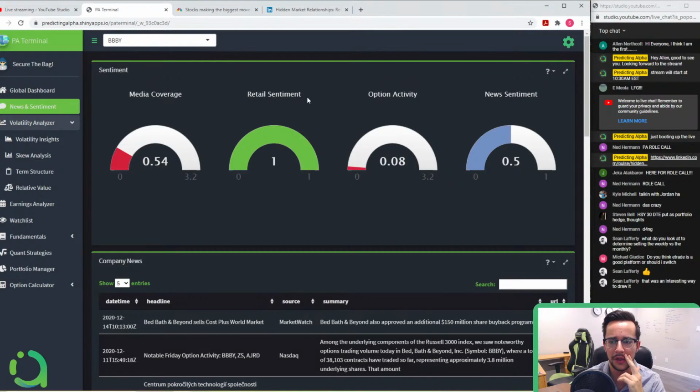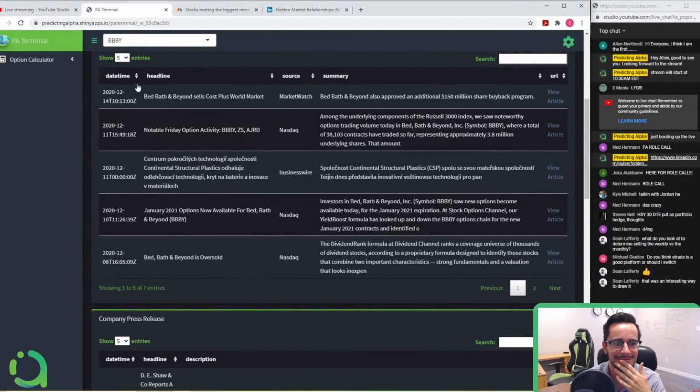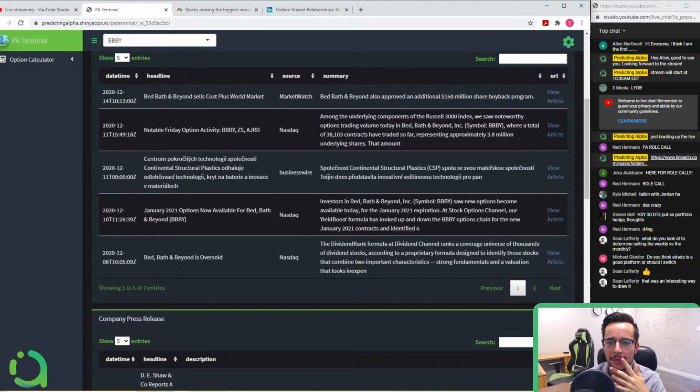Retail sentiment super bullish once again. News is 50-50. So that gives me a sign that I don't know if I'd be betting on this thing going up, to be honest. Let's see what we got here for news. Approved additional $150 million share buyback program. Okay. Among the underlying components, noteworthy option trading volume today. Okay, so massive increase in option volume. New options became available. Cool.